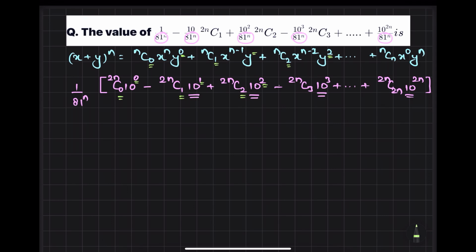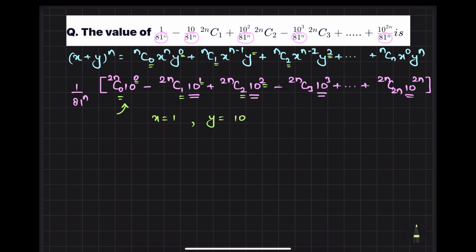So y is our 10. So we have x missing. We are not able to find out who is x. We have nCr, we have y power something, but we don't have x. So can I assume x to be 1? Because 1 power anything will make no difference. So can I say that x is nothing but 1, y is nothing but 10?